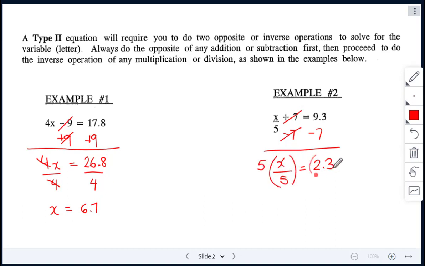So we're going to multiply by 5 now. 5x divided by 5 is what we have here. So we're left with x is equal to 2.3 times 5, which is, again, put it in your calculator, and we should get 11.5.